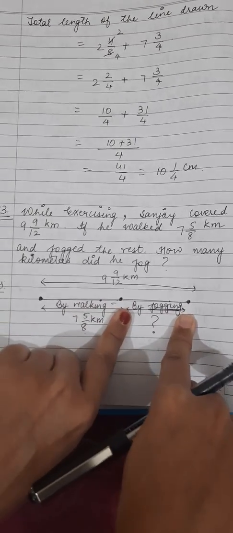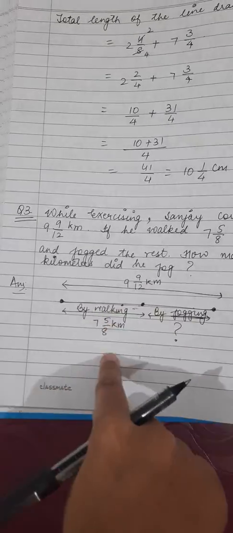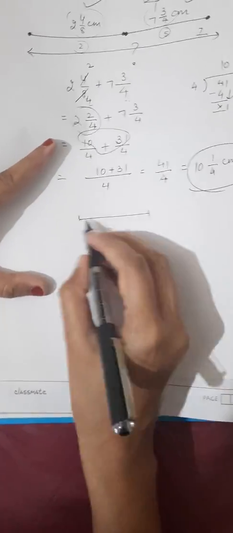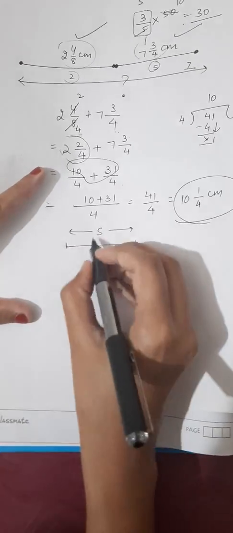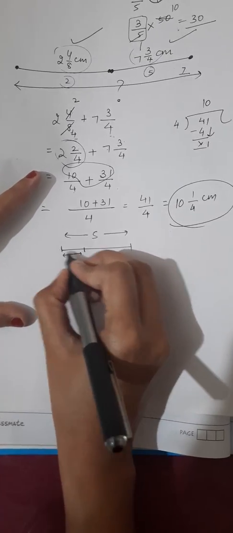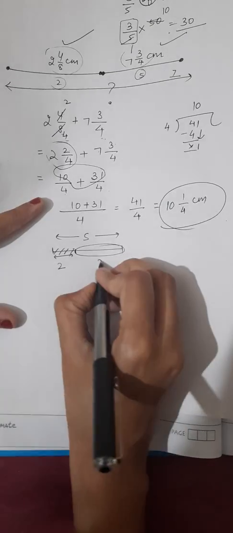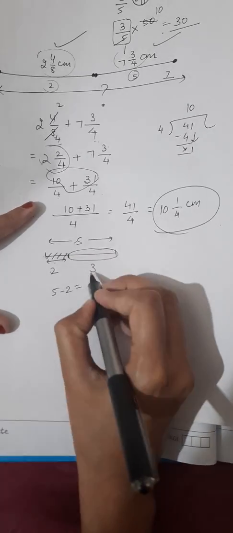So what are you going to do here? Subtract. If you are not understanding with the fractions, let's understand with this part. The value of this complete part is 5. I know only this much part, and I am saying that this part is 2. Then what is the remaining part? Of course 3. And how have you got 3? By subtracting these two. 5 minus 2 is equal to 3.